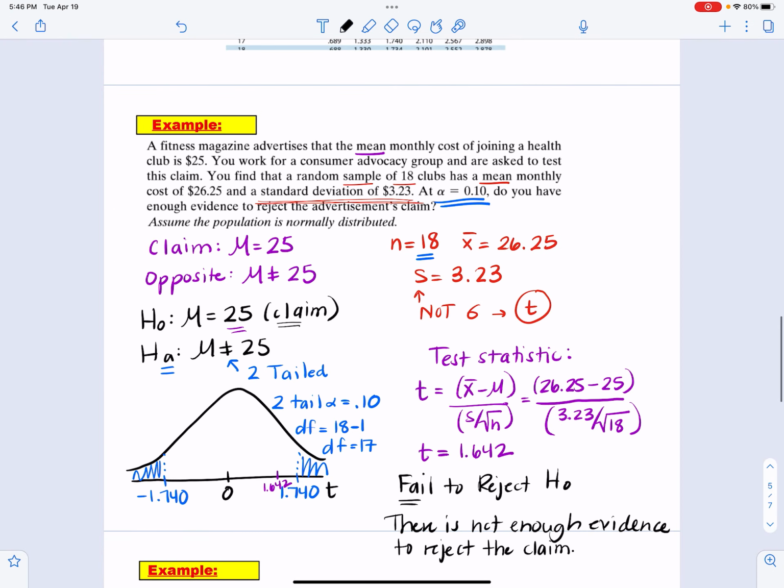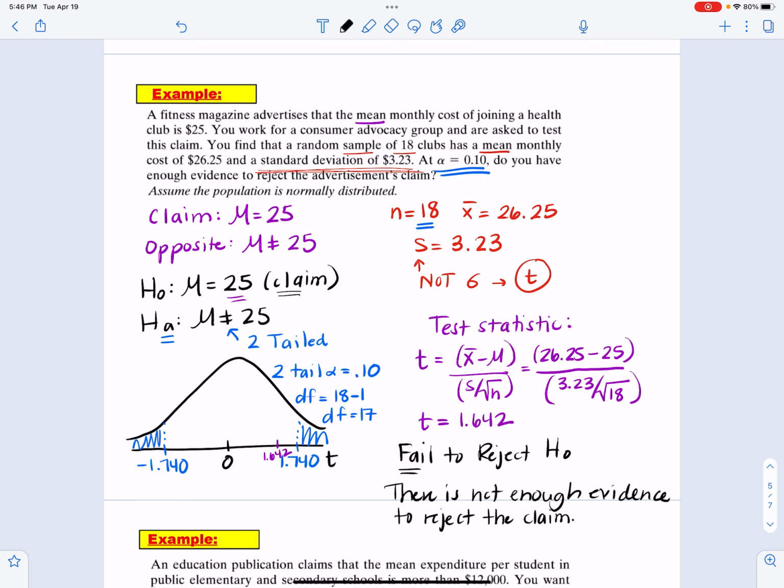Okay, so what I want you to really see here is that it's the same 5 steps anytime you want to run a hypothesis test. The only difference is that when you do not know the value of sigma, when you only have a sample standard deviation, you get different critical values. You go to your t-distribution rather than your standard normal, but everything else in the test will be done the exact same way.